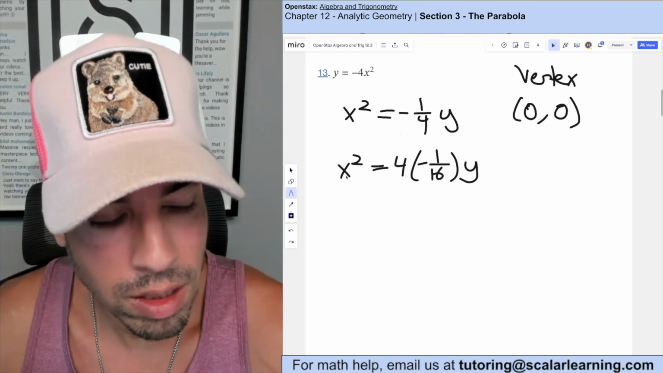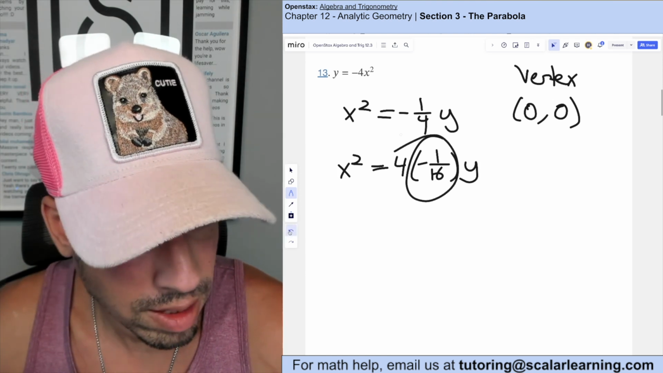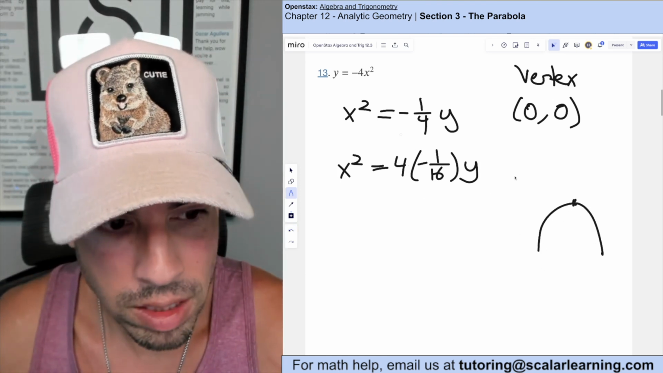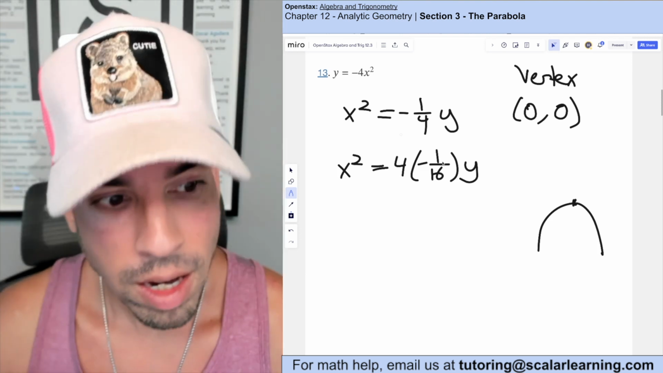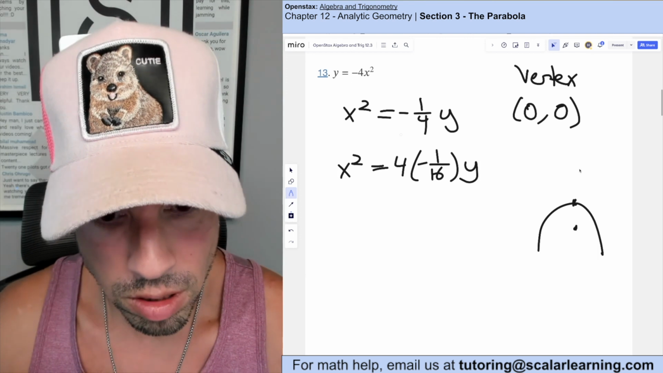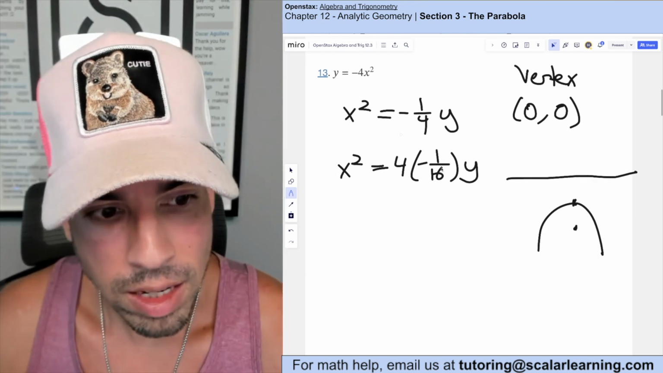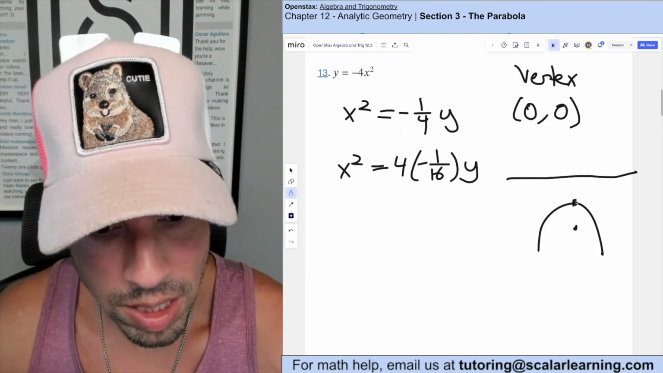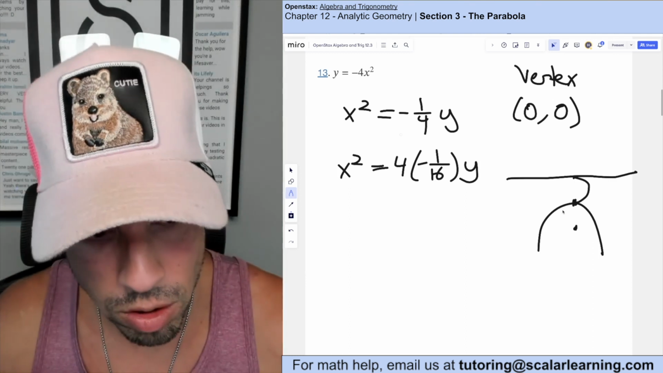And by the way, since it's x squared, it's either going up or going down. Since that's negative, it is going to be going down. So it's nice to just have that rough idea in our mind. Now, using that p-value, I can get both the directrix and the focus. So again, the focus is going to be here. The directrix is going to be a horizontal line like this. And the directrix is going to be that p-value up in this case, because it's going down. So it's going the other way that it's opening.